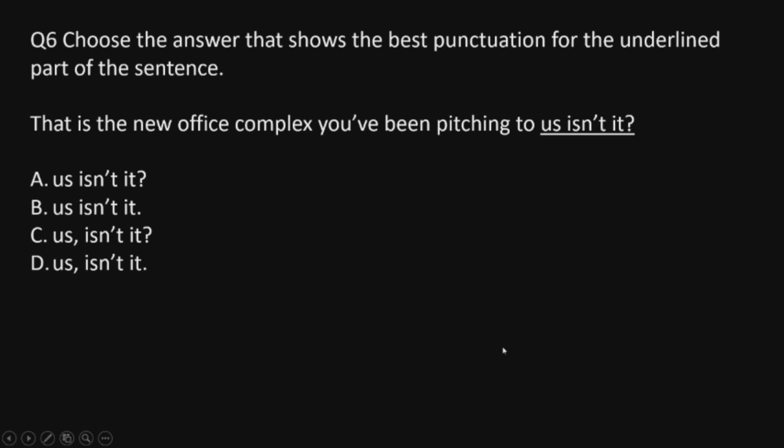Moving to sixth again. So here we have to find again the best punctuation for the underlined part. What I can do, I can give it to you as a task. You can answer this question in the comment box below. You can do it. It's easy. It's very easy. So it's a question again, and you can solve it.